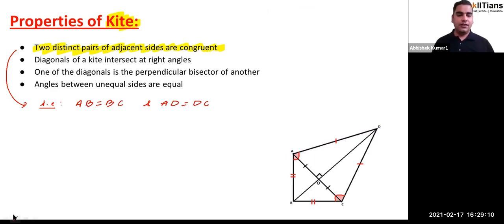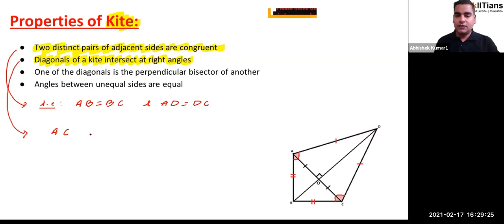Okay. Now, what is the second thing? Diagonals of a kite intersect at right angle. What is the meaning of that? That means the two diagonals which you are provided here are perpendicular to each other. So you can say that AC is perpendicular to BD. That is what the second point says.